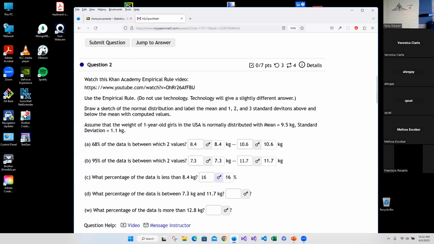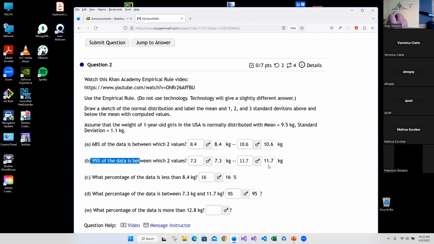What percentage of the data is between 7.3 and 11.7? That's the magic, what percentage of data? I guess it's 95%. Right there, 95%. There you go. It's basically telling you to duplicate this question. And what percentage of the data is more than 12.8? 12.8. I don't see 12.8 as my magic numbers, but 12.8.